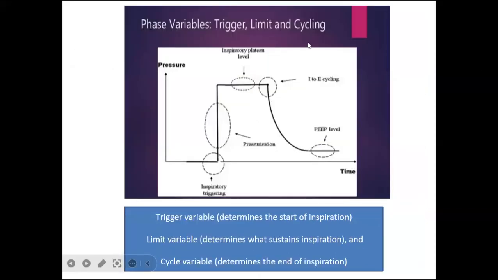You can see here the phase variables. This is the trigger variable, which tells you when to start the inspiration. And this is the limit variable. It will limit the pressure or flow to a certain extent. It cannot go beyond that. And this is the cycle variable, which tells you that you need to stop your inspiration and move on to expiration. So trigger, limit, and cycle variable. These are the three important variables we have to understand to know what the different modes are.